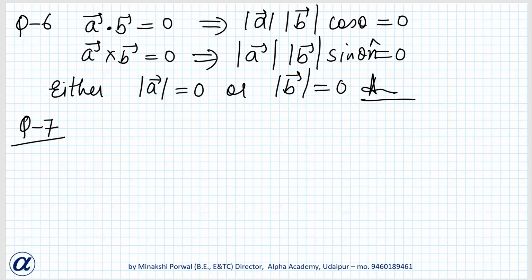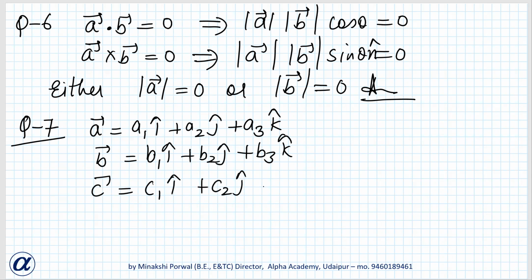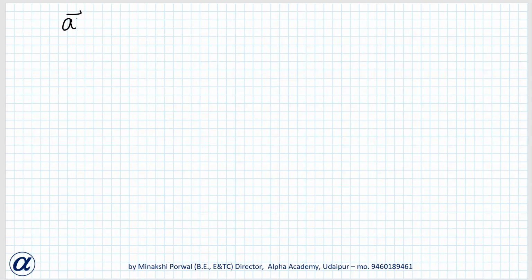Question 7. Let the vectors A, B, C be given as A = A1i + A2j + A3k, B = B1i + B2j + B3k, and C = C1i + C2j + C3k. Then show that A × (B + C) = A × B + A × C.